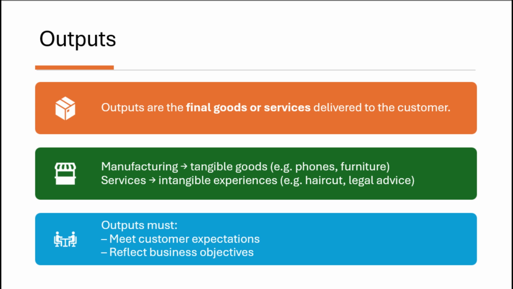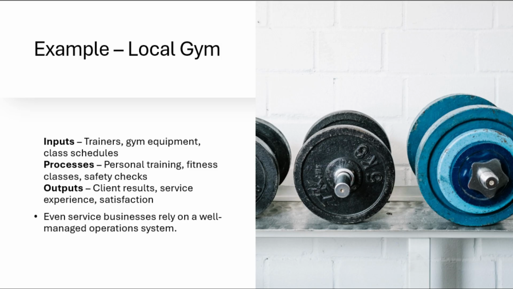Section 5. Example: connecting the system. Let's apply this system to a real-world example, say, a local gym. Inputs: gym equipment, electricity, trainers, fitness programs, booking software. Processes: personalized training sessions, class delivery, cleaning and safety checks. Outputs: a delivered service, in this case, improved fitness, customer satisfaction, and the client's overall experience.